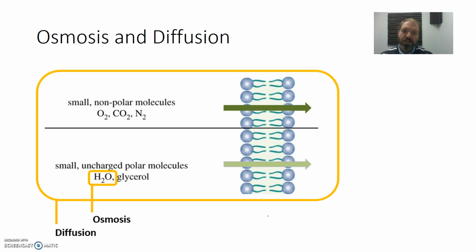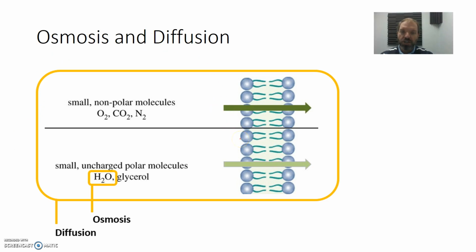This video is a continuation of inputs and outputs of the cell and looks at two passive transport modes, osmosis and diffusion. So passive transport is the movement of substances across a membrane without the use of energy. And the two main types are osmosis and diffusion.